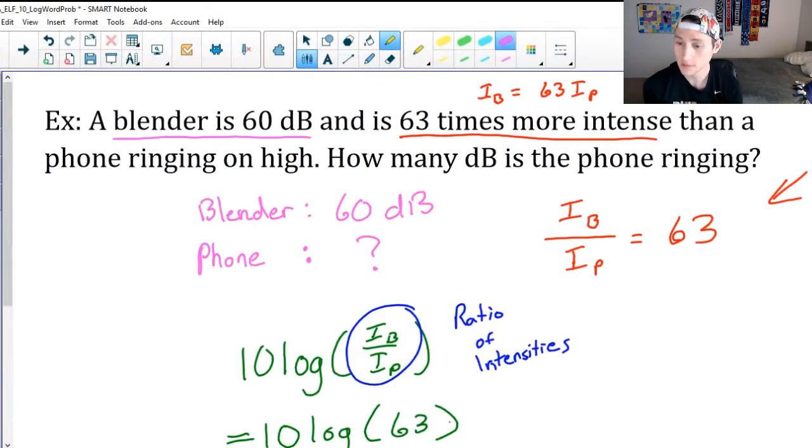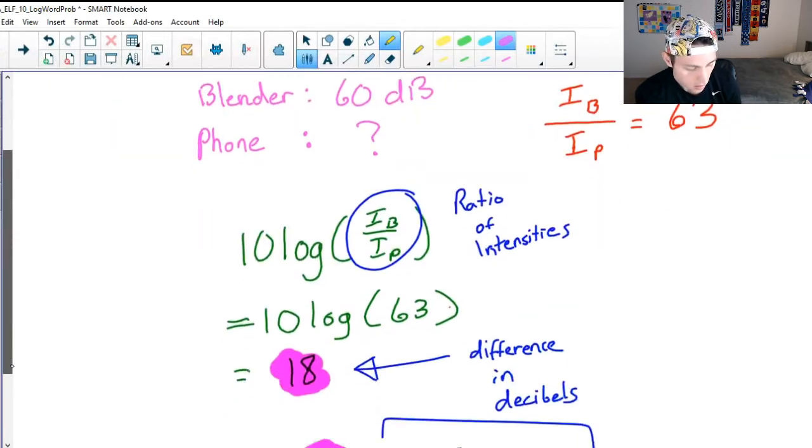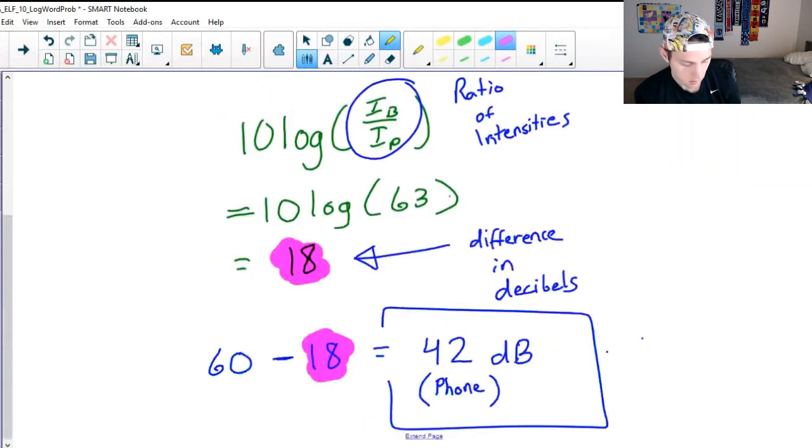So we'll have to think and decide. Well, wait. So should we add 18 or subtract 18? Well, the phone is a softer sound, so we'll subtract 18. So my final answer: 42 decibels for the phone.